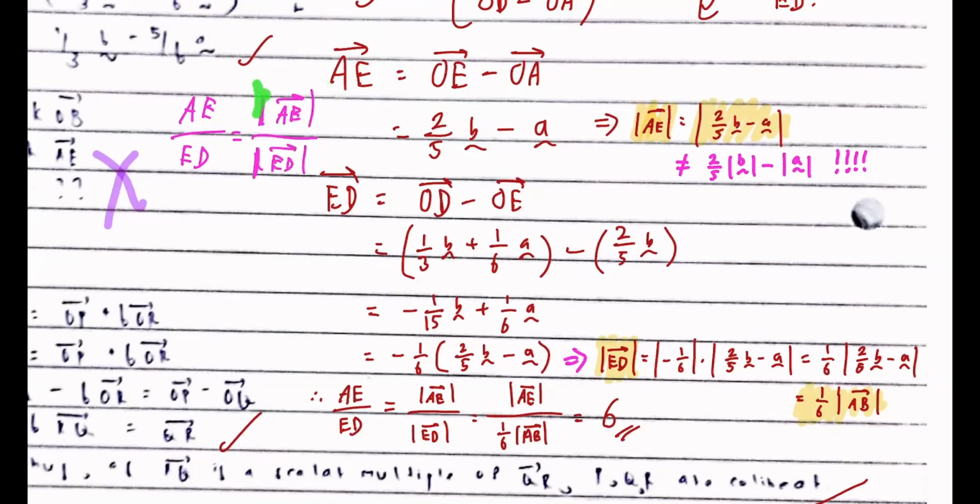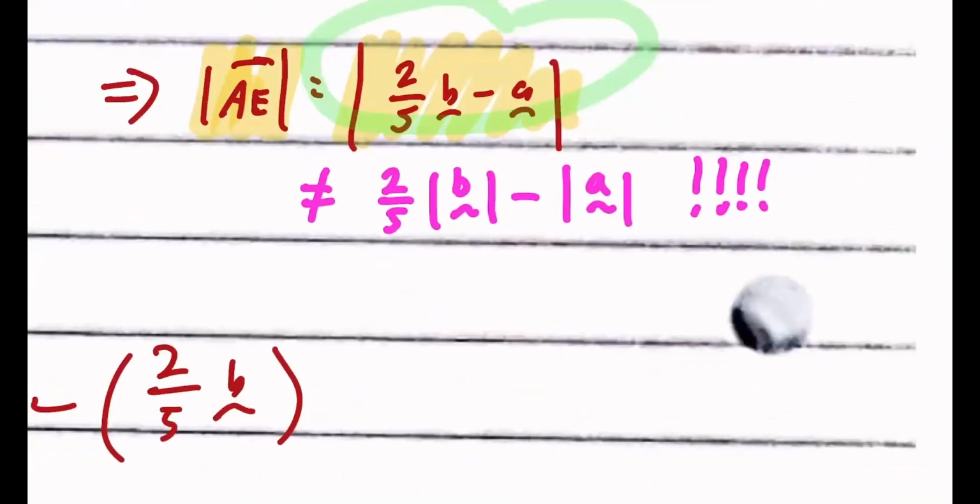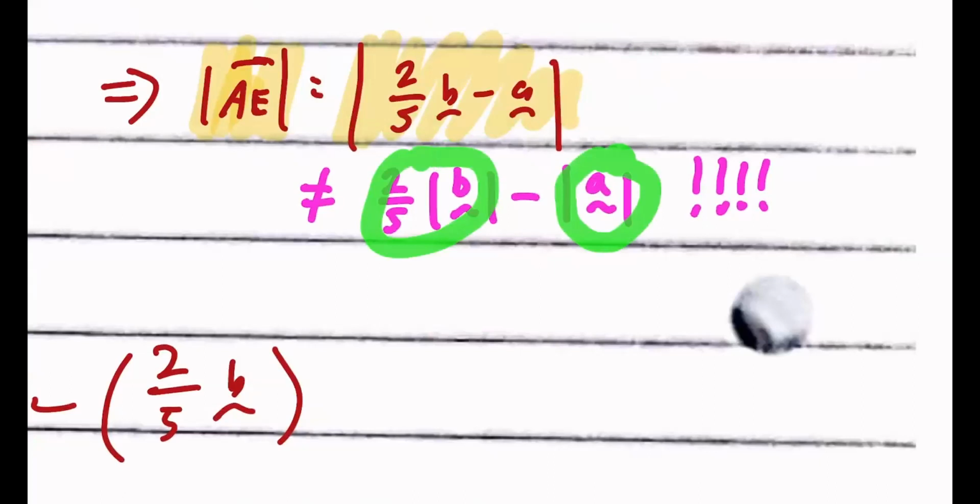Oh, so I want to find the length of vector AE. But this one, not much information. What can I do? Can I split it up like this? Length of 2/5 B minus A, can I split it up as the length of 2/5 B minus the length of vector A? Cannot. This is not correct.